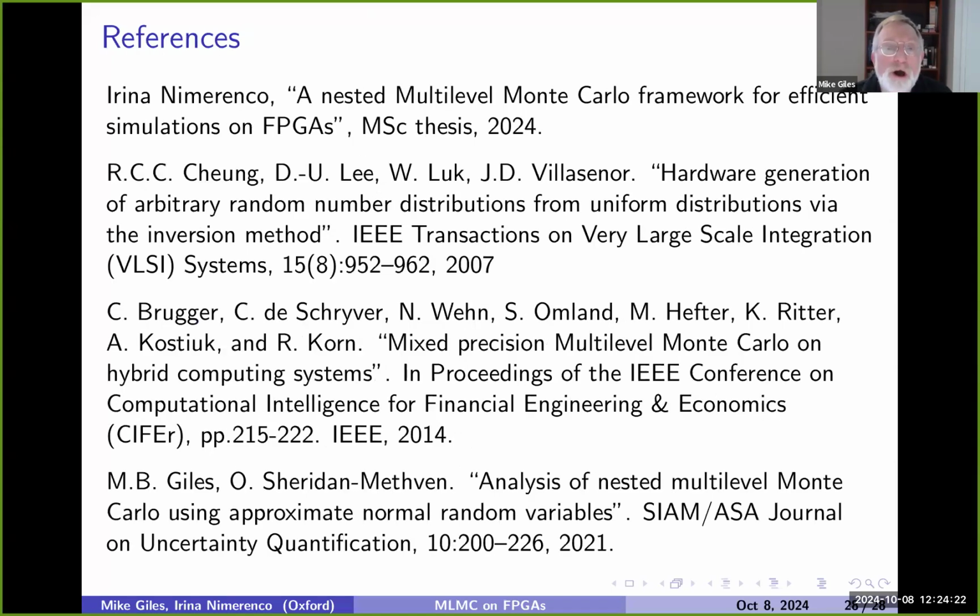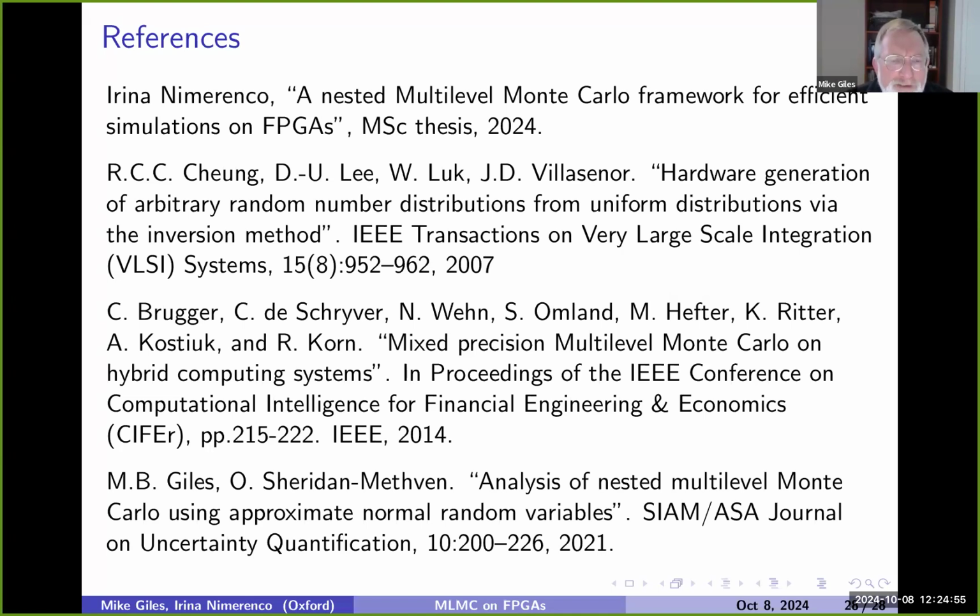Okay, so a few references. So Irina's MSc thesis is available from my webpage, my usual multi-level community webpage. The second one is the one that talks about doing the random number generation using these non-uniform intervals, the dyadic intervals.